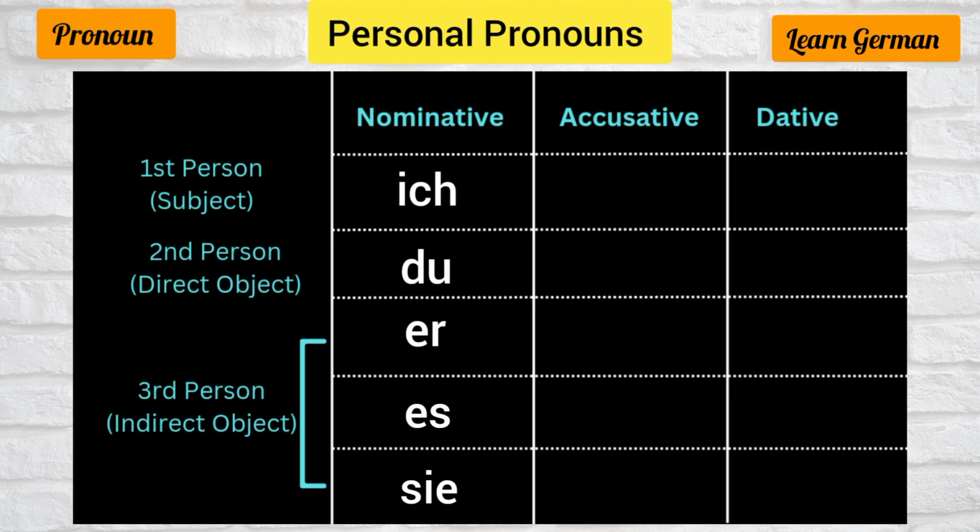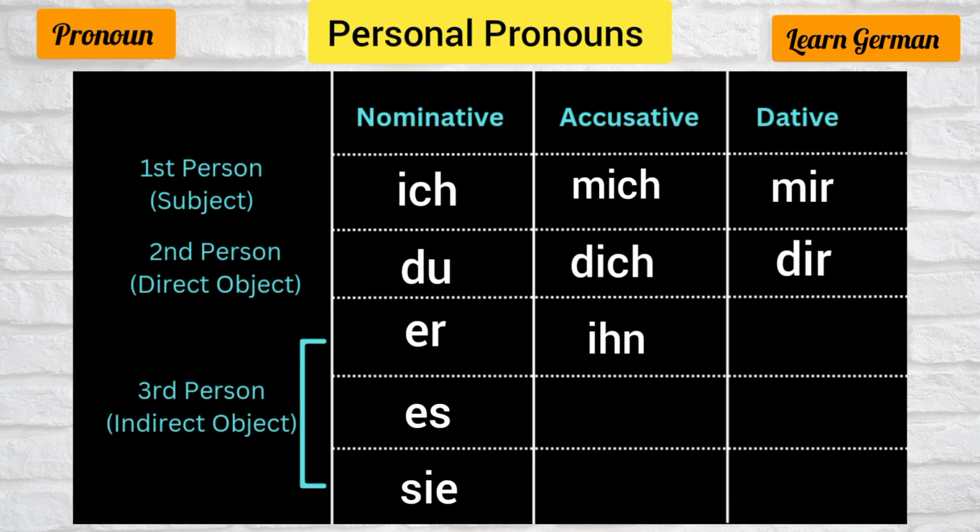Here we can see ich becomes mich in accusative case and mich becomes mir in dative case. Du becomes dich in accusative case and dich becomes dir in dative case. Er becomes ihn in accusative case and ihn becomes ihm in dative case.